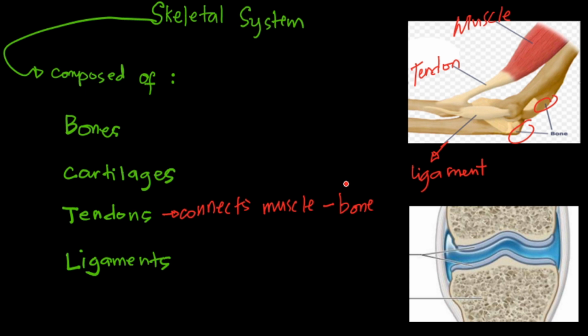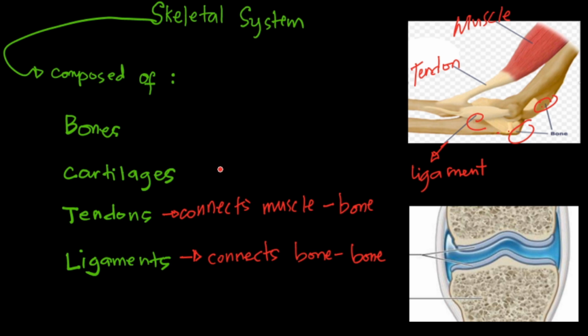What is this ligament? Your ligament is a connective tissue that connects bone to bone. If you can see here, this is the bone, the other one is the bone, so this is the ligament. It connects from bone to bone.